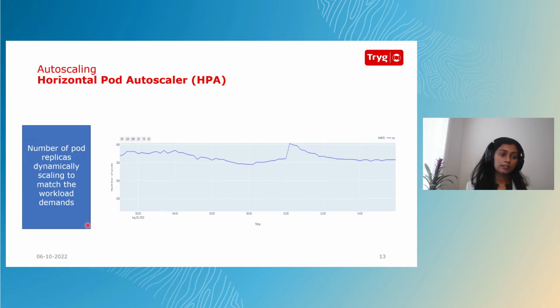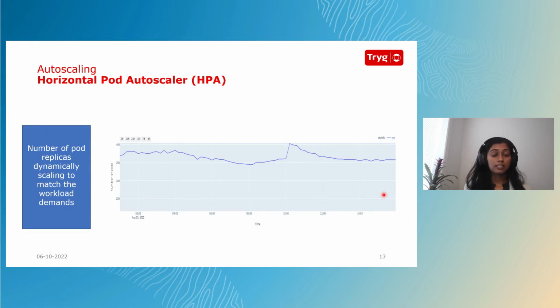The y-axis here represents the number of pods, and the x-axis is over time. Here you can see that the number of pods in our production environment has gone down to below 350 and has gone up to above 400 in a span of, say, half a day or maybe one complete day.